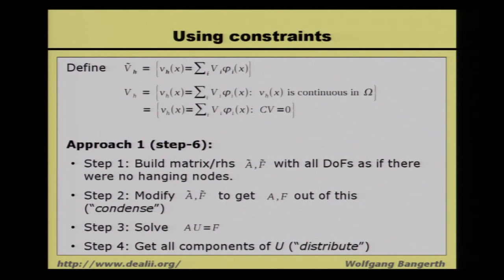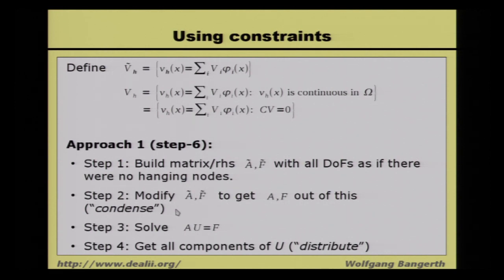So I do this as if hanging nodes did not exist. Of course, these are the wrong matrices. So one of the things that I have to do is I need to modify these matrices A tilde and F tilde to enforce these constraints here. And I get out of this a matrix A and right-hand side F that actually do take into account the constraints. And this process I call condensation.